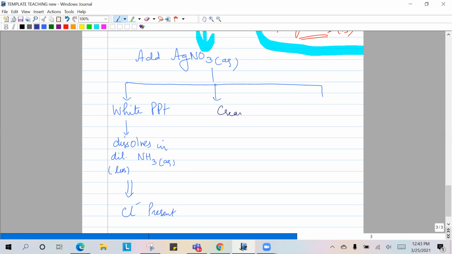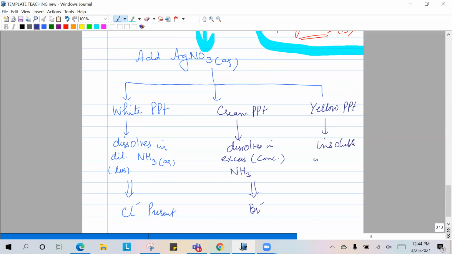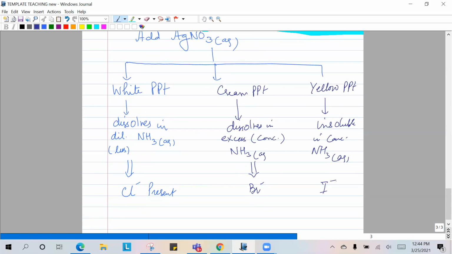And if you are getting a cream precipitate that dissolves in excess, or the word concentrated can be used, concentrated ammonia, then you are sure it is bromide. And you may get a yellow precipitate. This will be insoluble in concentrated ammonia. So with any amount of ammonia solution you add, it will remain insoluble. So your I minus is present.